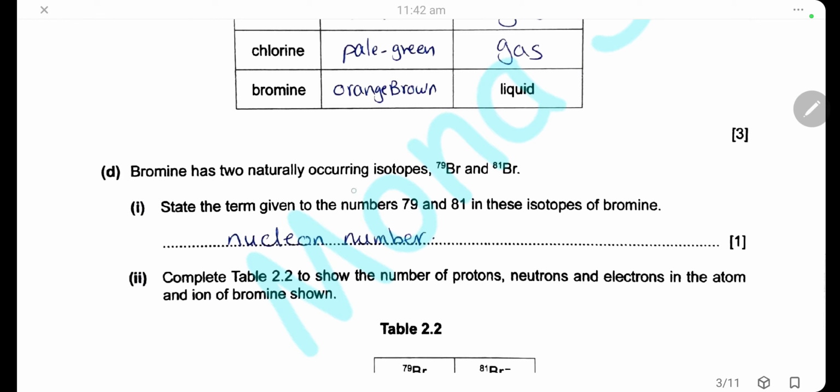Bromine has two naturally occurring isotopes, bromine 79 and bromine 81. State the term given for the number 79 or 81 in this isotope of bromine. These numbers represent the total number of protons and neutrons in the bromine atom, so the 79 or 81 is the nucleon number or the mass number of bromine. Both answers are correct: mass number or nucleon number.